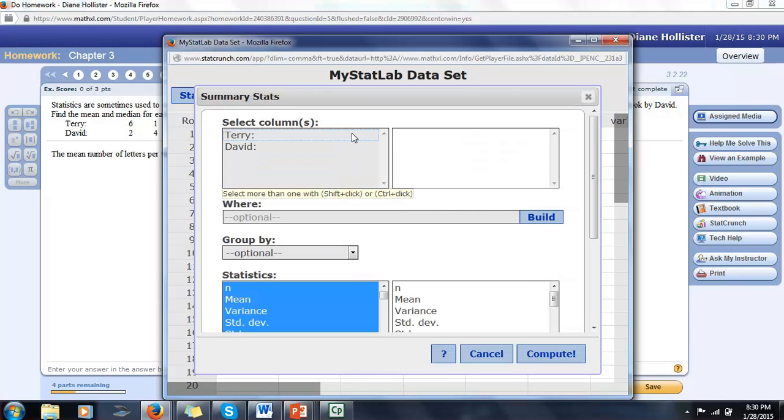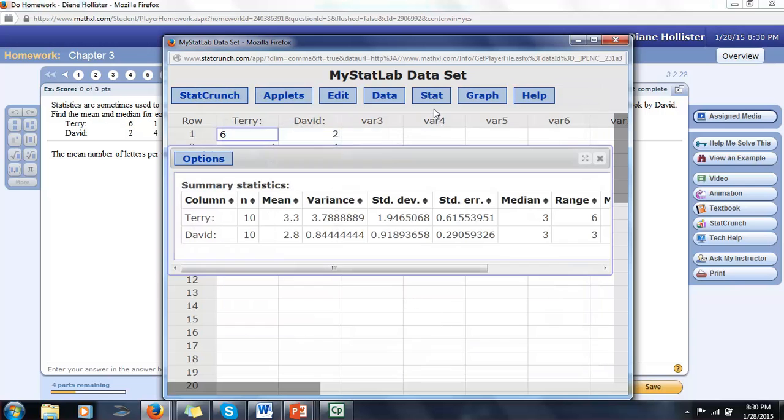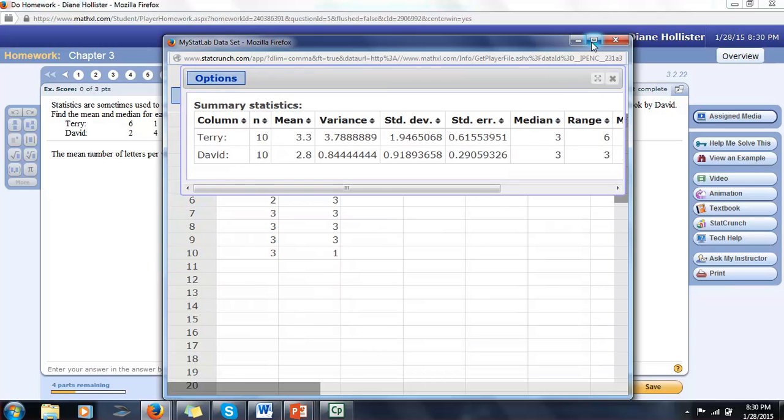Anytime you want to select more than one column or row, simply hold down your Control key and click both of them. We're just going to go ahead and click Compute. And so it's very easy to look here and see the mean of both data sets, 3.3, 2.8, and the median for both data sets is 3.